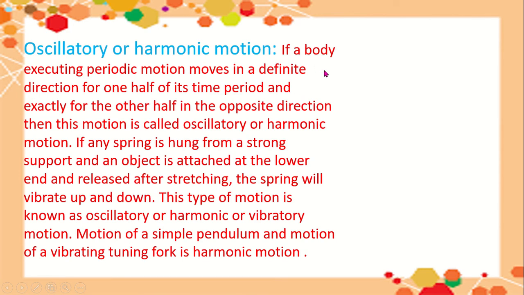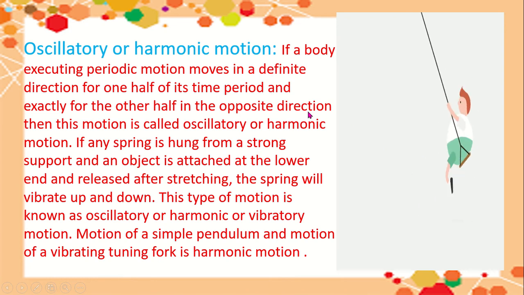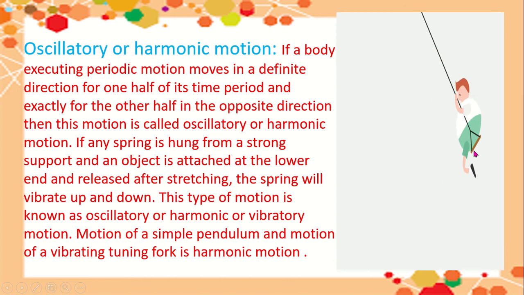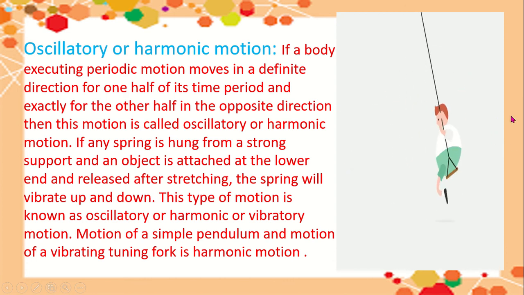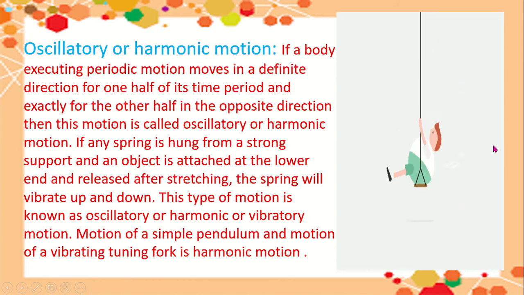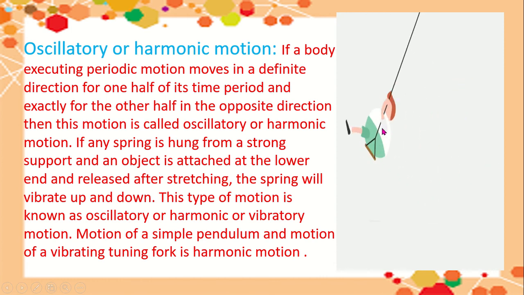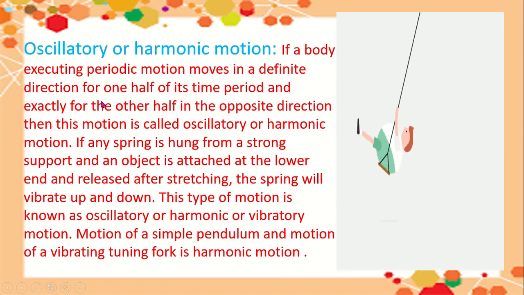Oscillatory or harmonic motion. If a body executing periodic motion moves in a definite direction for one half of its time period and exactly for the other half in the opposite direction, then this motion is called oscillatory or harmonic motion. Look here, the cradle, the swing. At first the swing is taken to this side, then when it is moving, look here, for one half time period it moves in one direction, and in the next half time period it moves in the opposite direction. So this type of motion is oscillatory or harmonic motion.